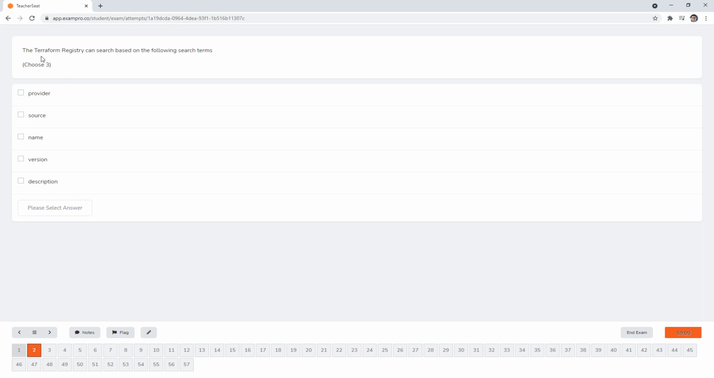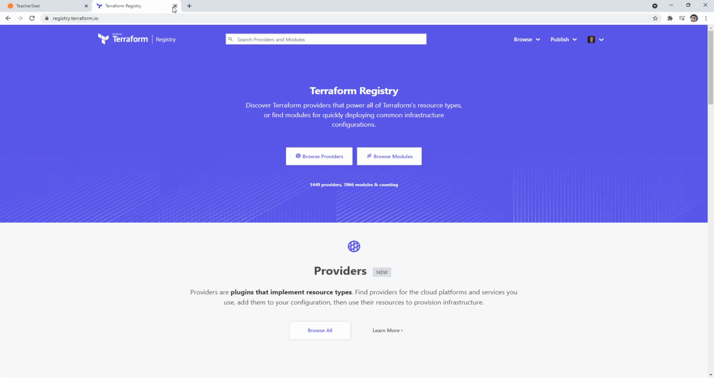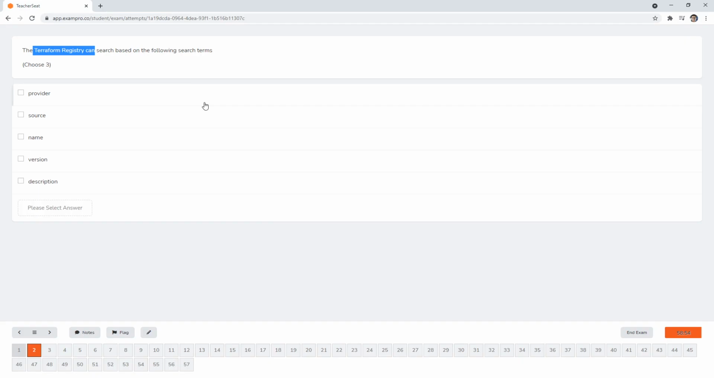And this question is about the public Terraform Registry website. And that is just a public-facing website. If we go to registry.terraform.io here, it's this website here. So it's not just the tooling of Terraform itself, but it's the ecosystem around it. So Terraform Cloud, the Terraform Registry, things like that.